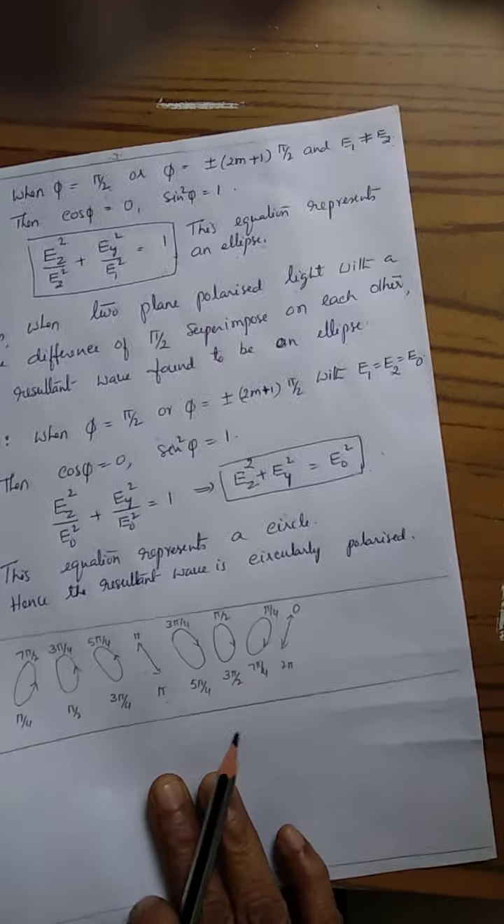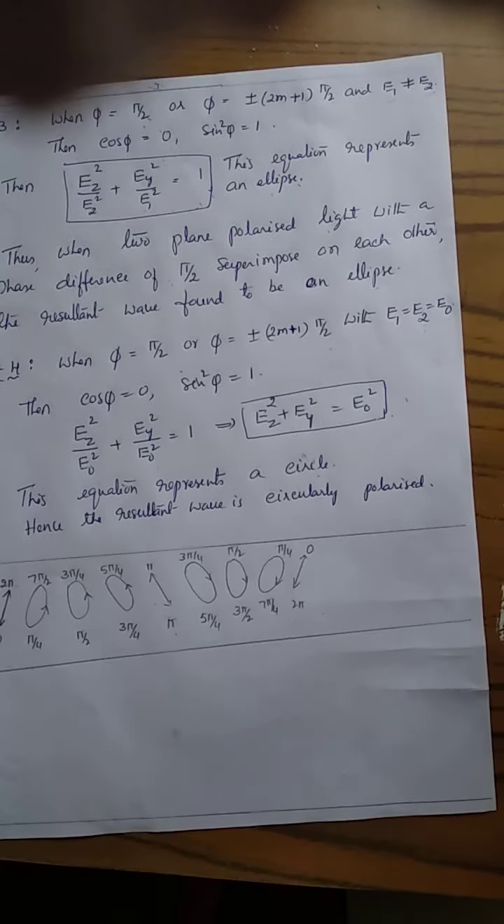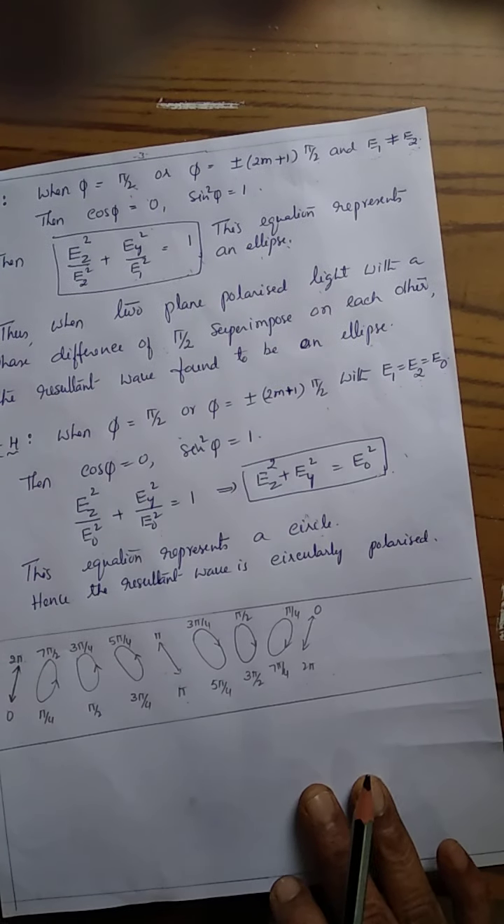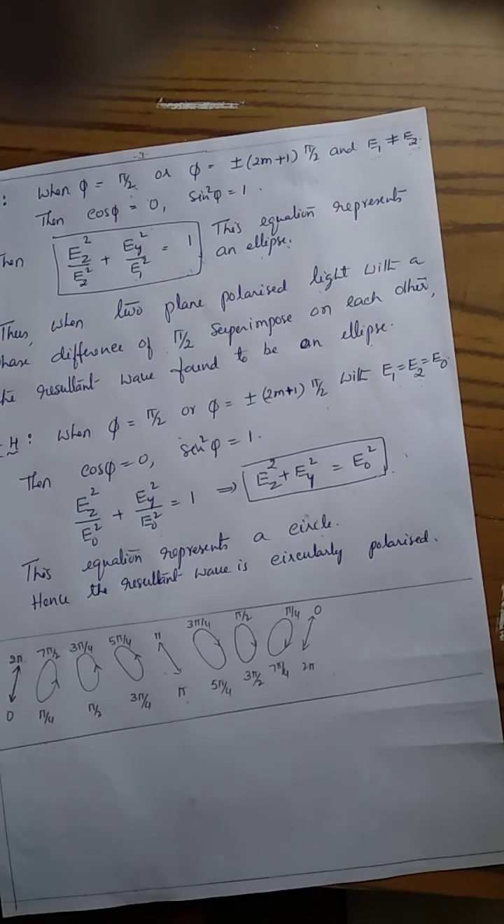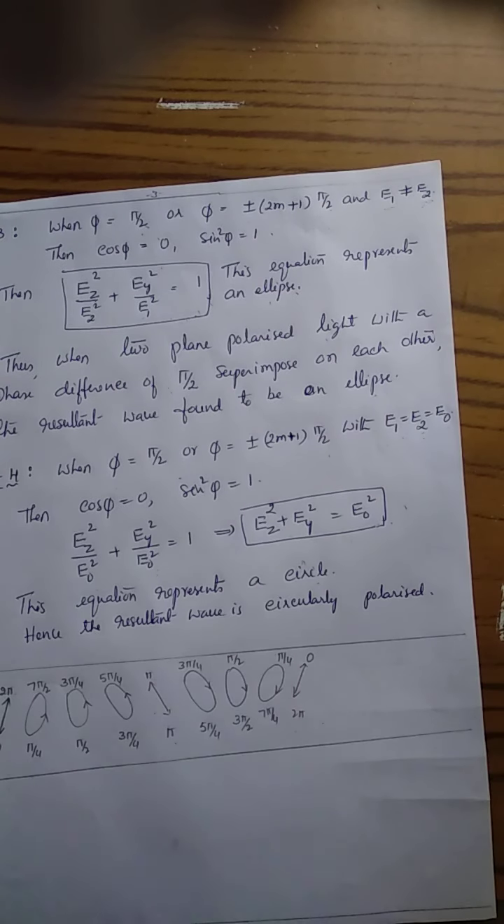And this is about the resultant of two plane polarized beams which are superposed on each other at different phases, or two waves having different phase values.